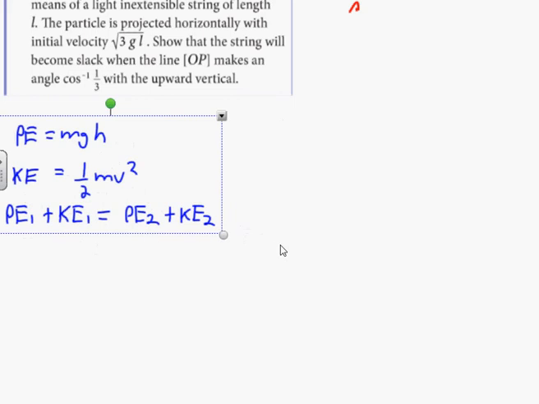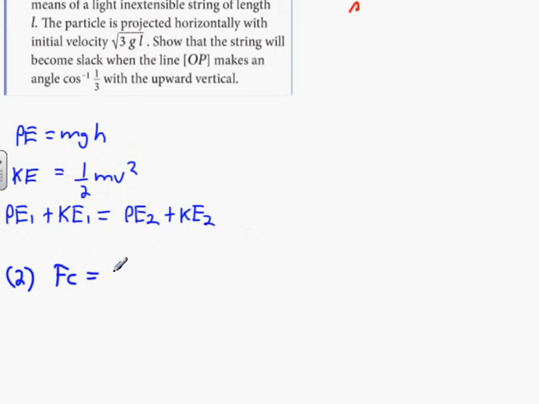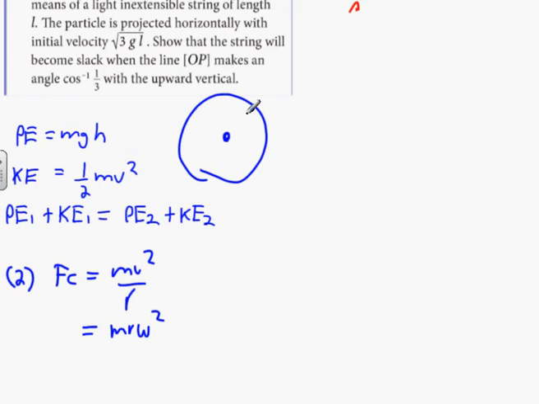Step 2 is you're still going to use your centripetal force, Fc equals mv squared over r, or Fc equals mr omega squared. One or the other. Now, how we resolve the forces is different this time. No matter where we are in the circle, we're always going to resolve the forces along the radius of wherever that object is.